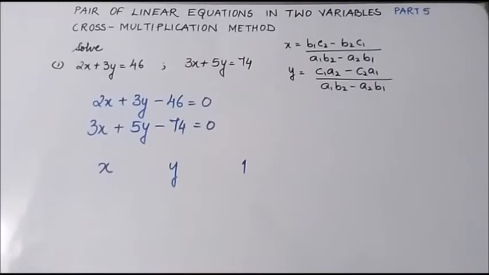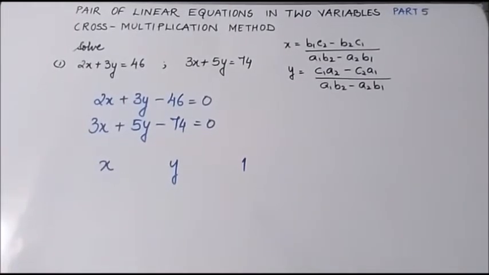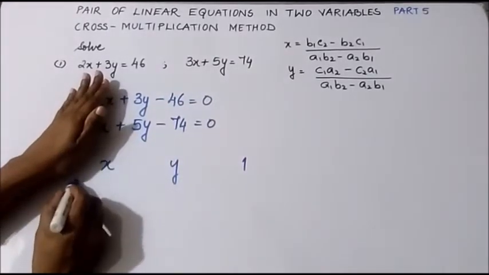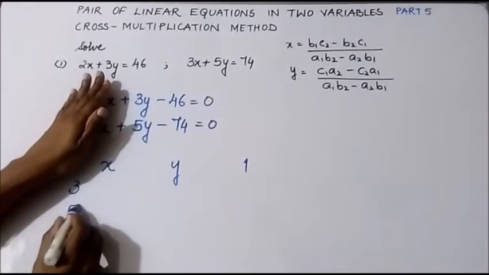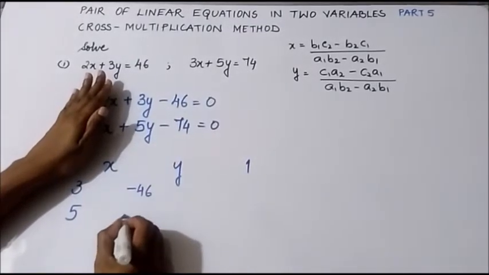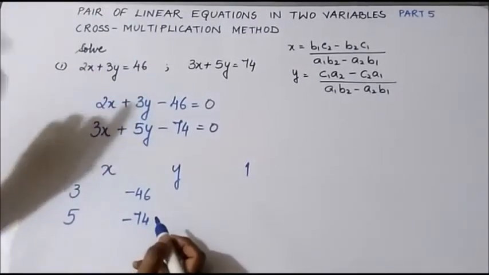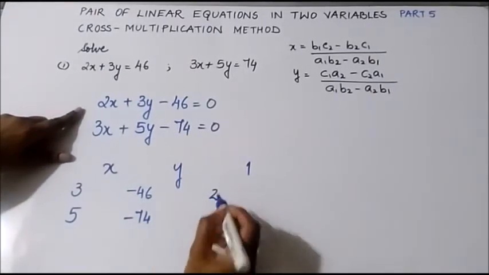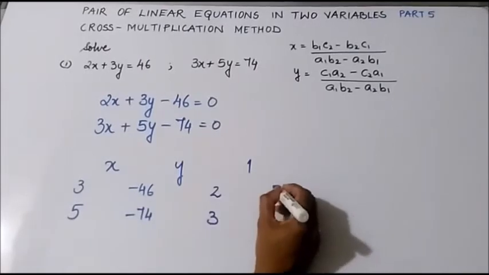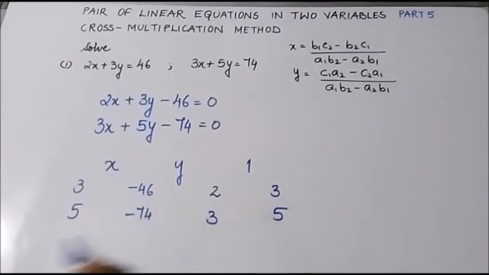Now what do we do? From where do we start? We should start with the coefficient of y. We start from here, that is 3 and 5. You write here 3, below you write here 5. Then go to the constant term, that is minus 46 and minus 74. Then come to the x term, that is 2 and 3. And at the end you write what you wrote in the starting, that is 3 and 5.